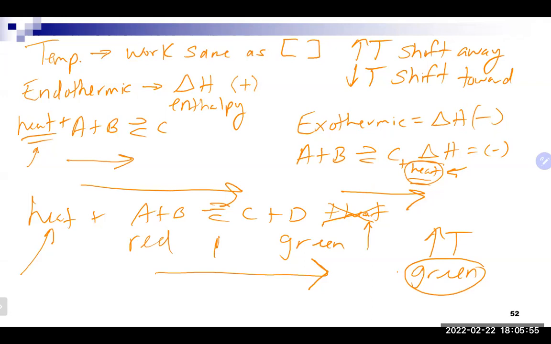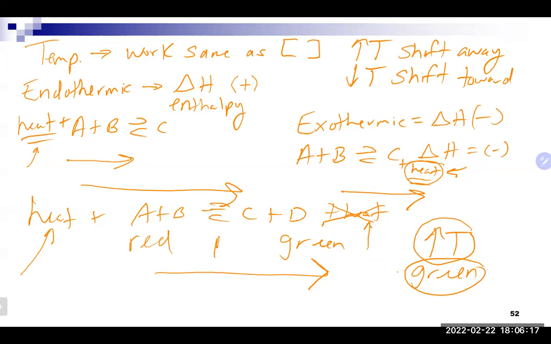So in an actual experiment, if you have colors on both sides and you increase or decrease the temperature, depending on which way it shifts, you could actually figure out whether or not the reaction is endothermic or exothermic. So again, in this example, if I increase the temperature and it shifted and turned green, we know it shifted to the right.